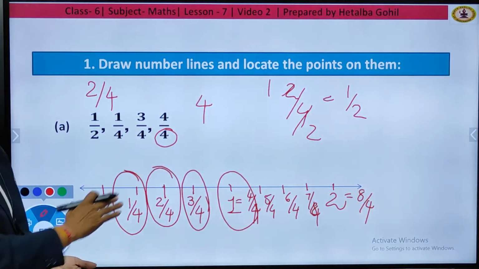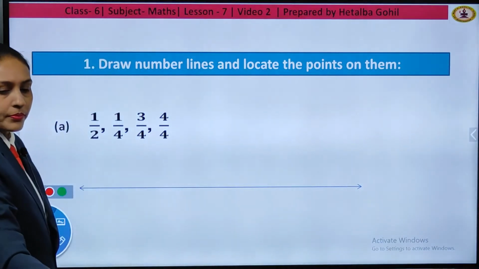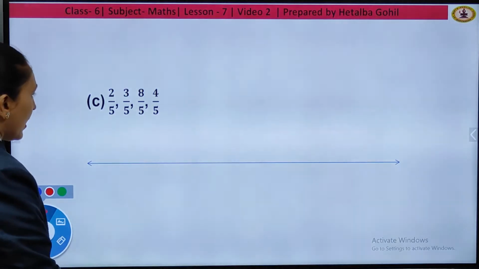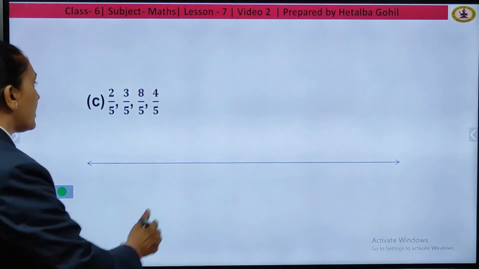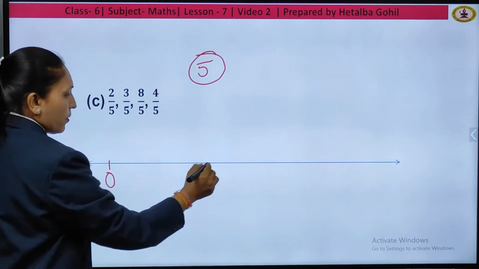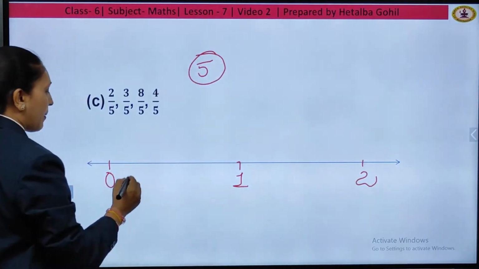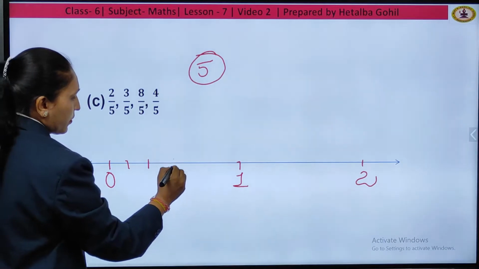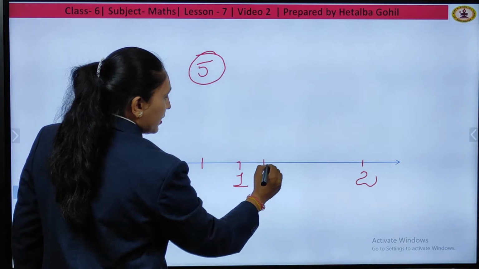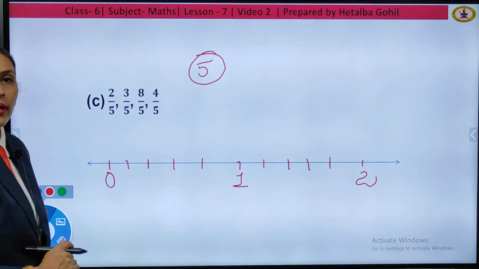So this is the way we have to draw the number line and represent the fractions on it. The next is 2 by 5, 3 by 5, 8 by 5 and 4 by 5. That means we have to make 5 parts between the numbers 0, 1 and 2. Children, let us make 5 parts: 1, 2, 3, 4, and the fifth has to be the whole number.